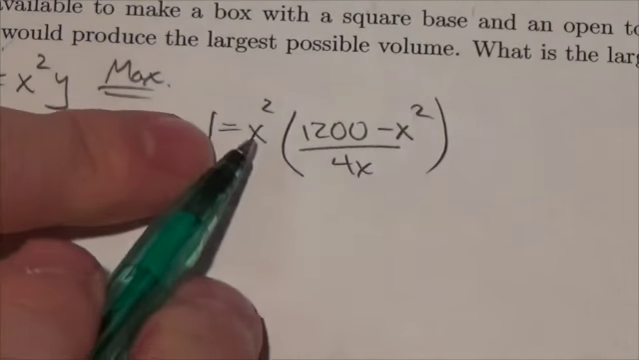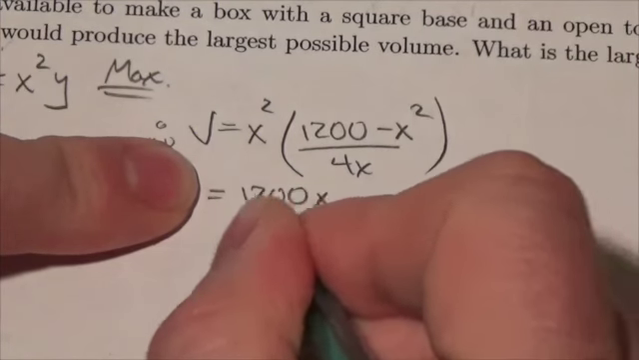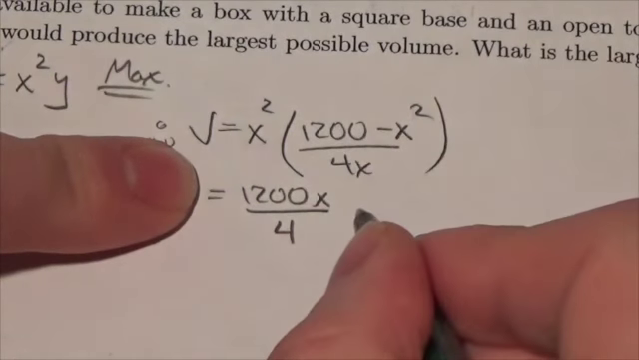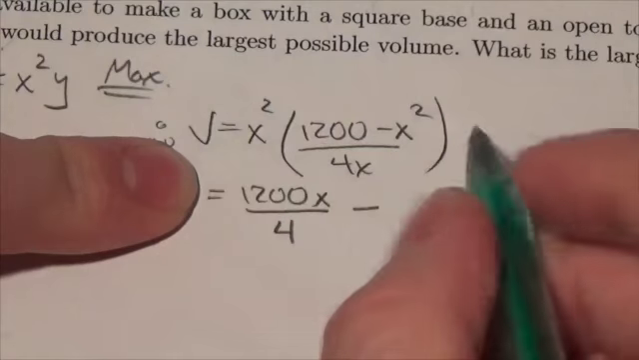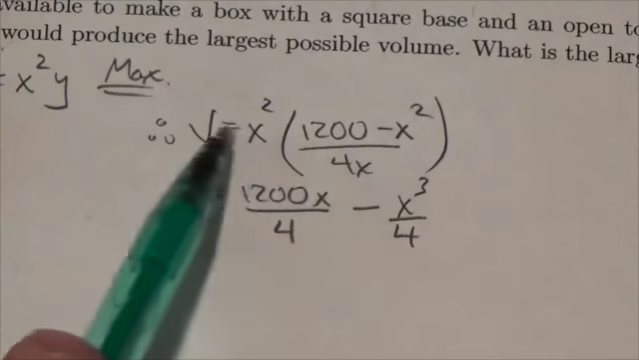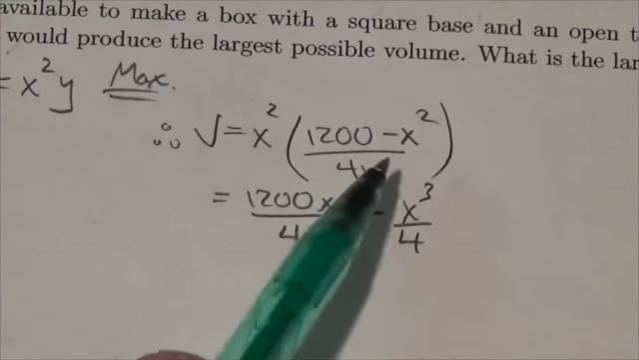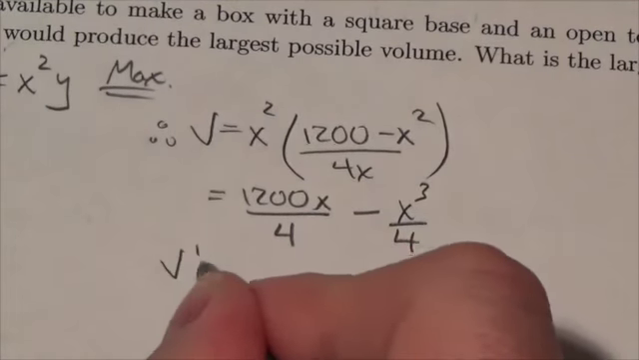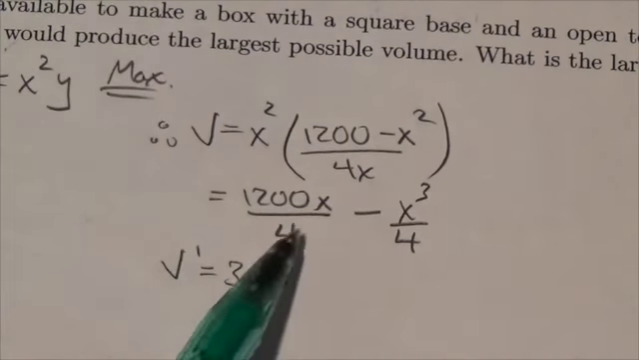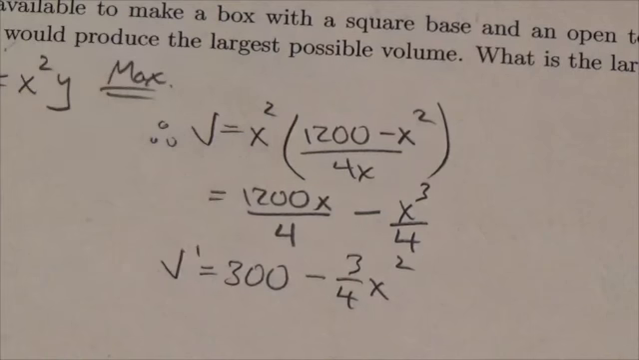We'll multiply this out, but one of the x's is going to cancel. So this is going to end up being 1200x over 4. One of the x's cancels, but the other x distributes, so this is minus x cubed all over 4 as well. I canceled one of the x's in the numerator with the x in the denominator, and then distributed the x and the division by 4. So now the derivative of volume is going to be, well, 1200 over 4 is just 300, and the derivative of x is just 1, and then over here, this will be minus 3/4 x squared.